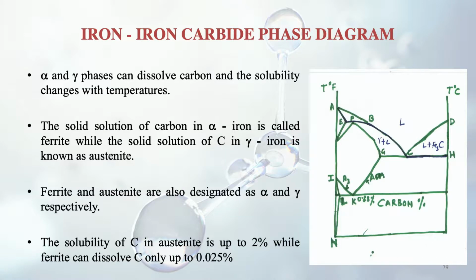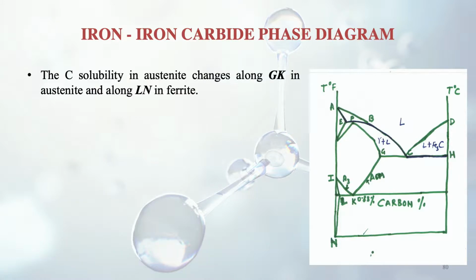The solubility of carbon in austenite is up to 2%, while ferrite can dissolve carbon only up to 0.025%. The carbon solubility in austenite changes along GK. So there is a line you can see in the graph, GK. Along this, the carbon solubility is varying in the austenite phase, and along LN in the ferrite. LN also you can see in the figure, it is marked there. So the solubility of carbon varies along this line LN in case of the ferrite structure.